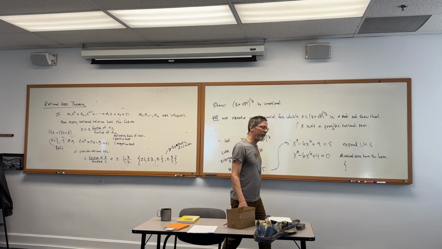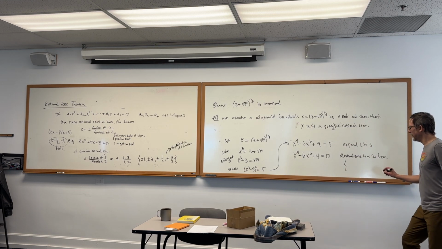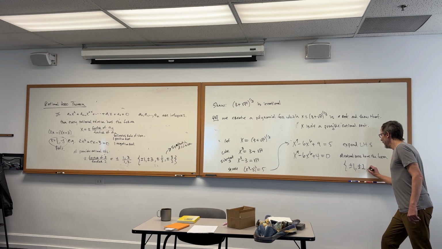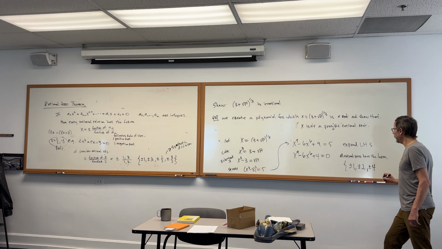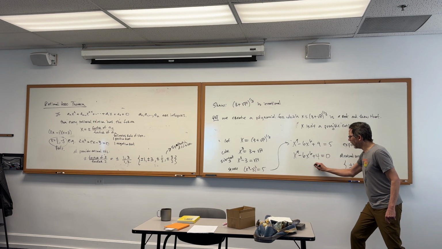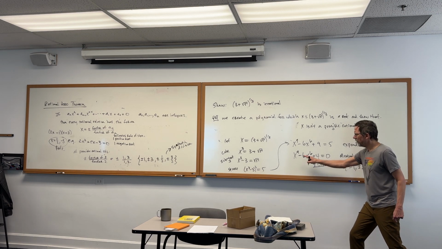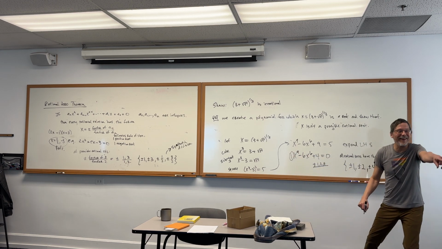Camila, do you have a list? What you got, friend? Plus or minus 1, plus or minus 2, plus or minus 4, plus or minus 2/3. Ooh, how'd you get 2/3? So we've got all the factors of 4, and I was with you on that one, right? And then the factors of 9, the leading coefficient. Okay, cool.